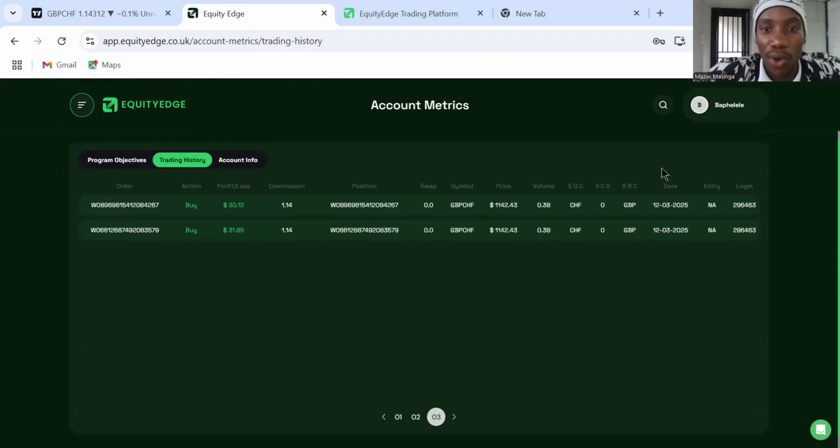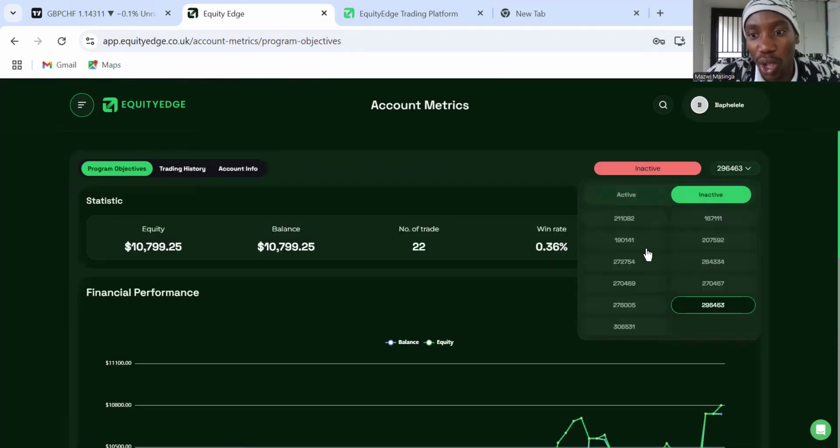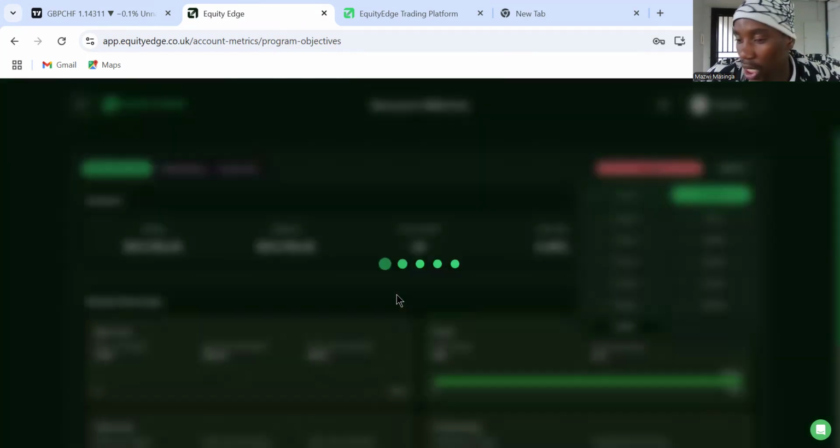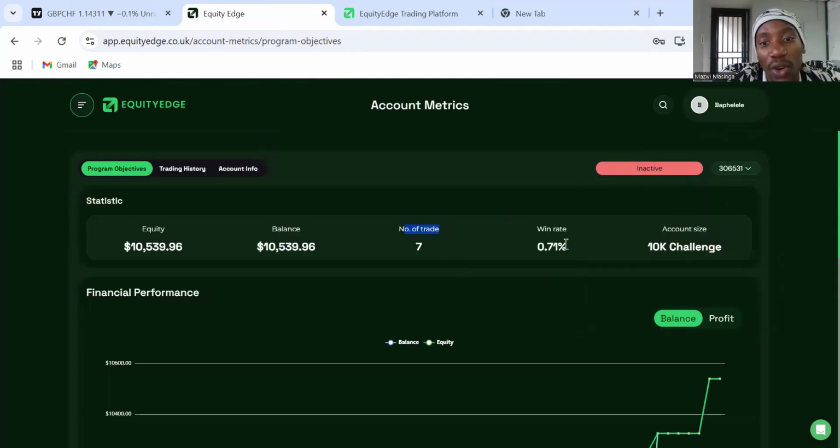So now we're going to go straight to this account. This is my phase two challenge account. And then yeah, man, I'm going to show you guys how I did it. I took 7 trades with a win rate of 0.7.